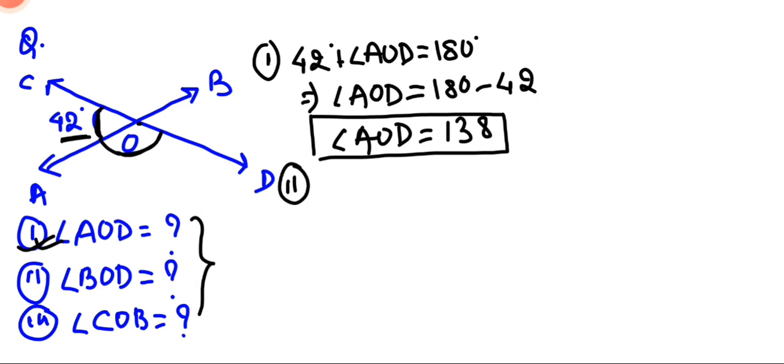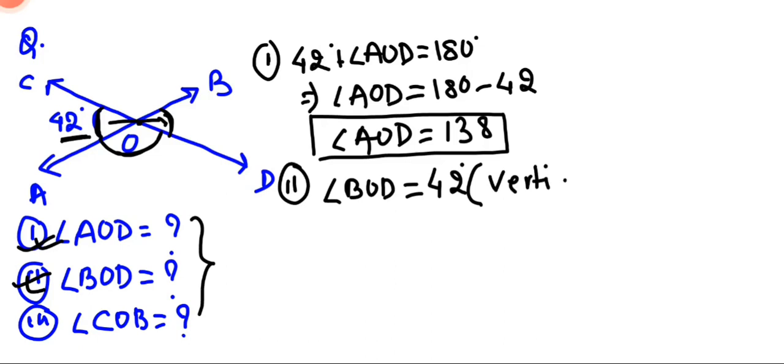It is saying what is angle BOD. Here we have angle B, angle O, angle D. This angle is vertically opposite to this angle, therefore these two angles will be equal. Now angle BOD will be equal to 42 degree. Simply how this became, this happened because these two angles are vertically opposite angles. Okay, vertically opposite angles. Clear?